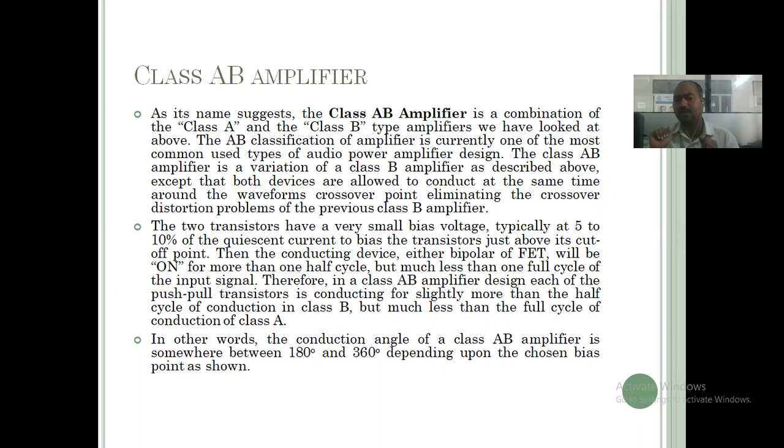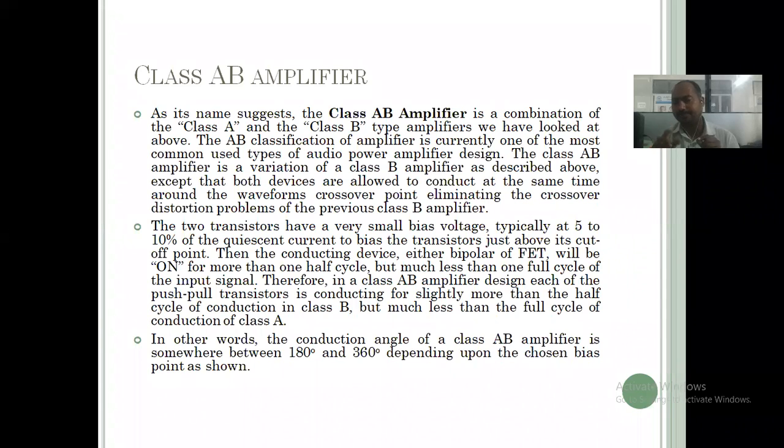Then we see the class B type of amplifier. To overcome the problem with the class A amplifier, we use the class B type of the amplifier. In that amplifier, we use two transistors, which work in alternating half cycles. So the burden of the full 360-degree working that exists in class A is less in the class B type of the amplifier.